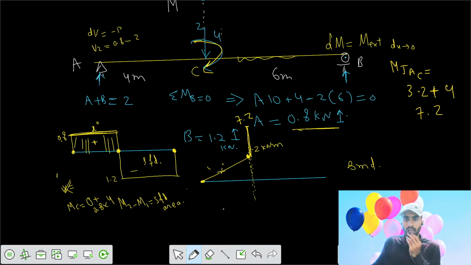Then after that, let's say the moment here is MB, that equals moment 2. We know that moment 2 equals moment 1 plus area of SFD.